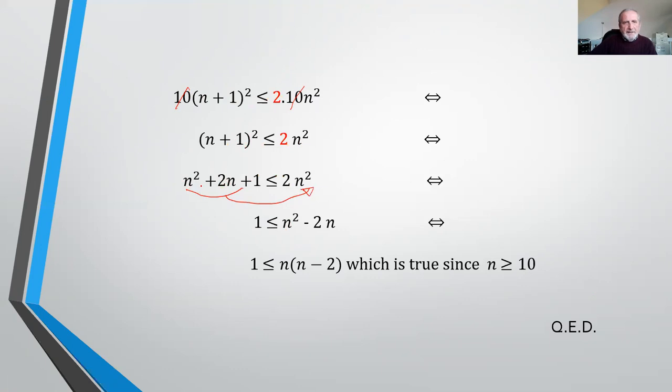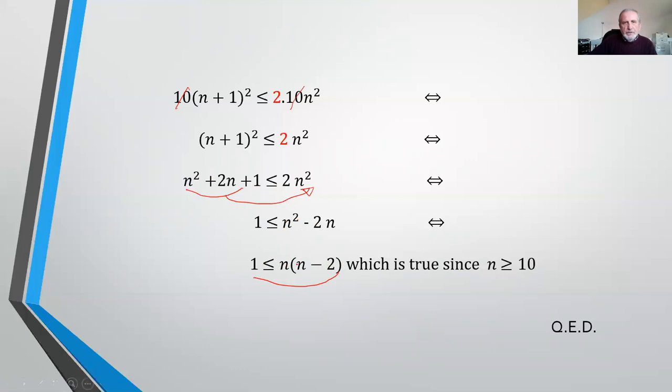2n squared minus n squared, I get n squared minus 2n greater or equal than 1. So this is equivalent to this. And this one is equivalent to this. I put n outside, n times n minus 2. Is this true? The answer is yes, because n is greater or equal than 10. So n minus 2 will be greater or equal than 8. So obviously this is greater or equal than 1.